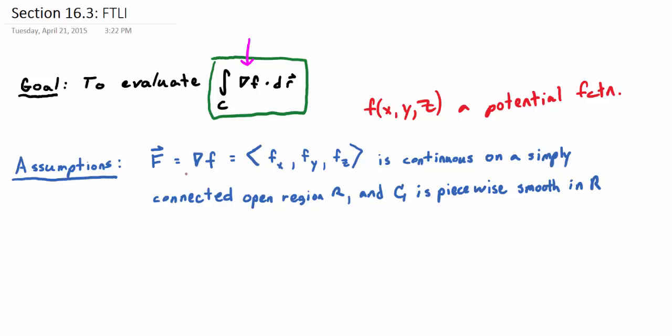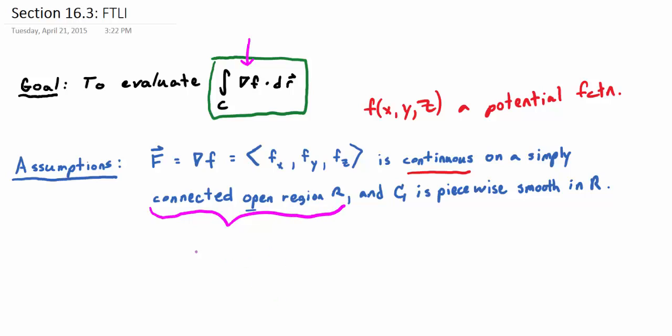This vector field is continuous, which means its components are continuous on a simply connected region R, and C is piecewise smooth in R. Okay, what is a simply connected region R? It's actually an open region too. So if you want to picture a simply connected region, at least in the plane, it's easy to do.